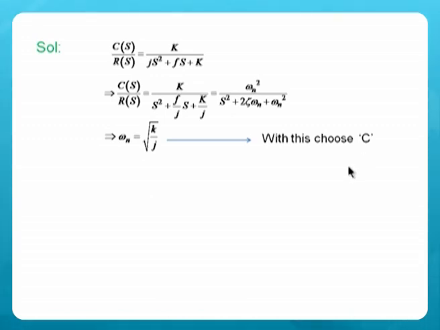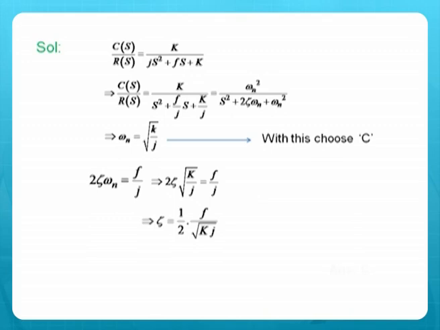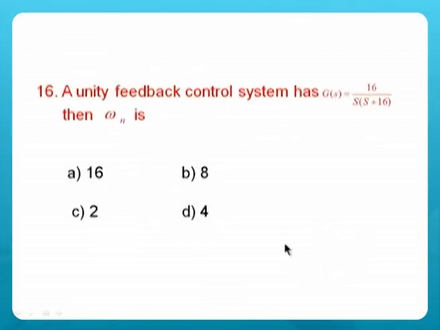So you need not calculate the zeta. Directly you can put the option C because omega n is root K by J appears only in C option that is actually given. However, you can still calculate zeta 1 by 2 f by root KJ. So answer is C. Option C is the right answer.